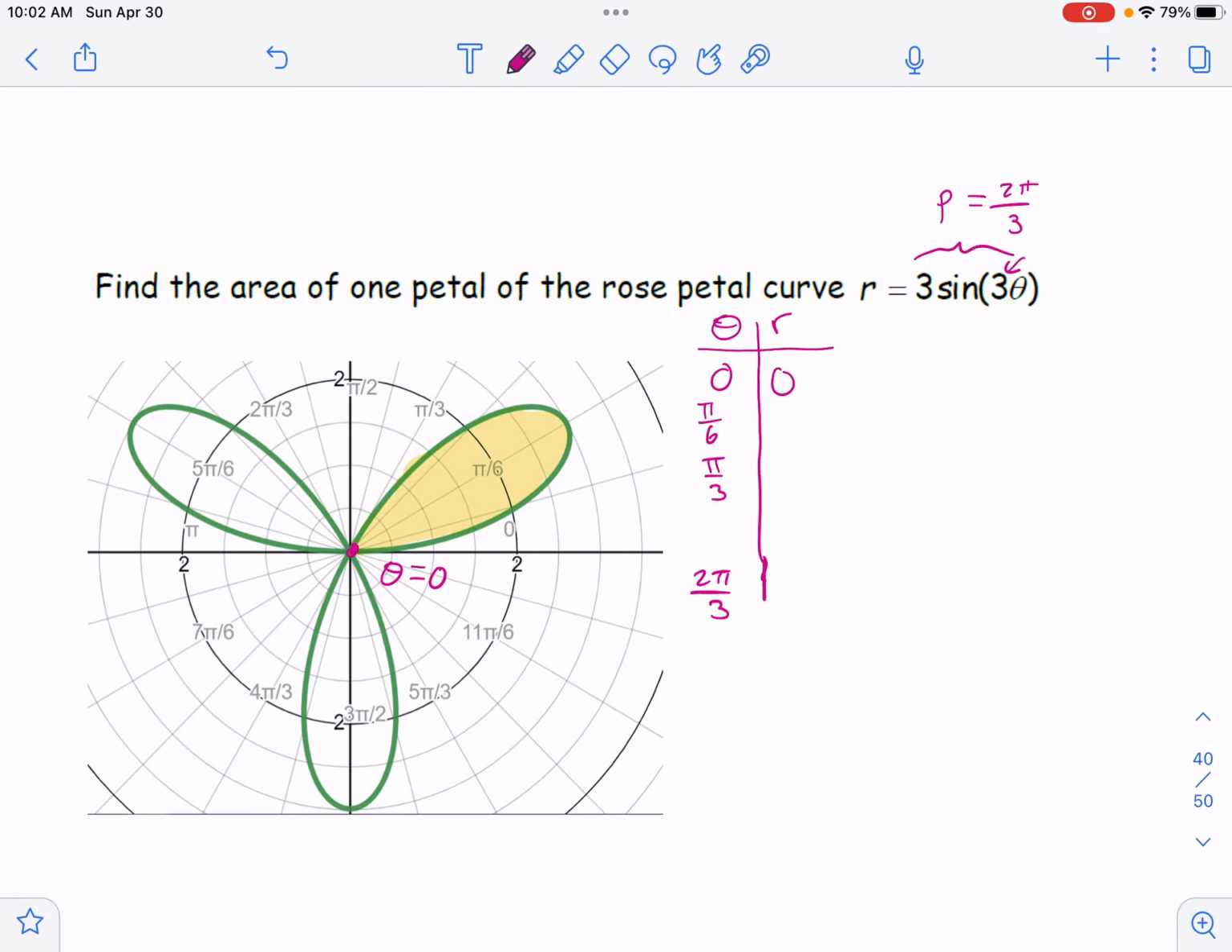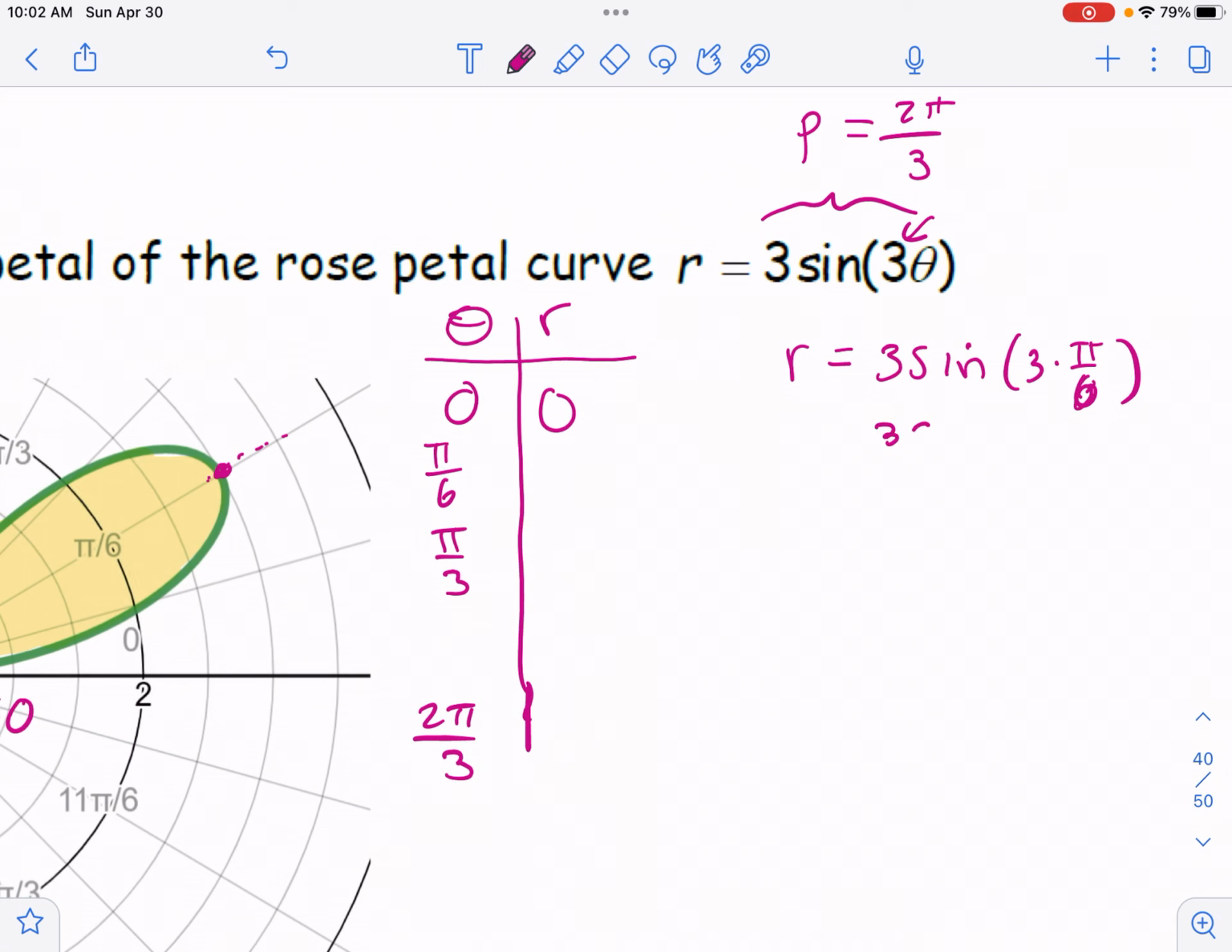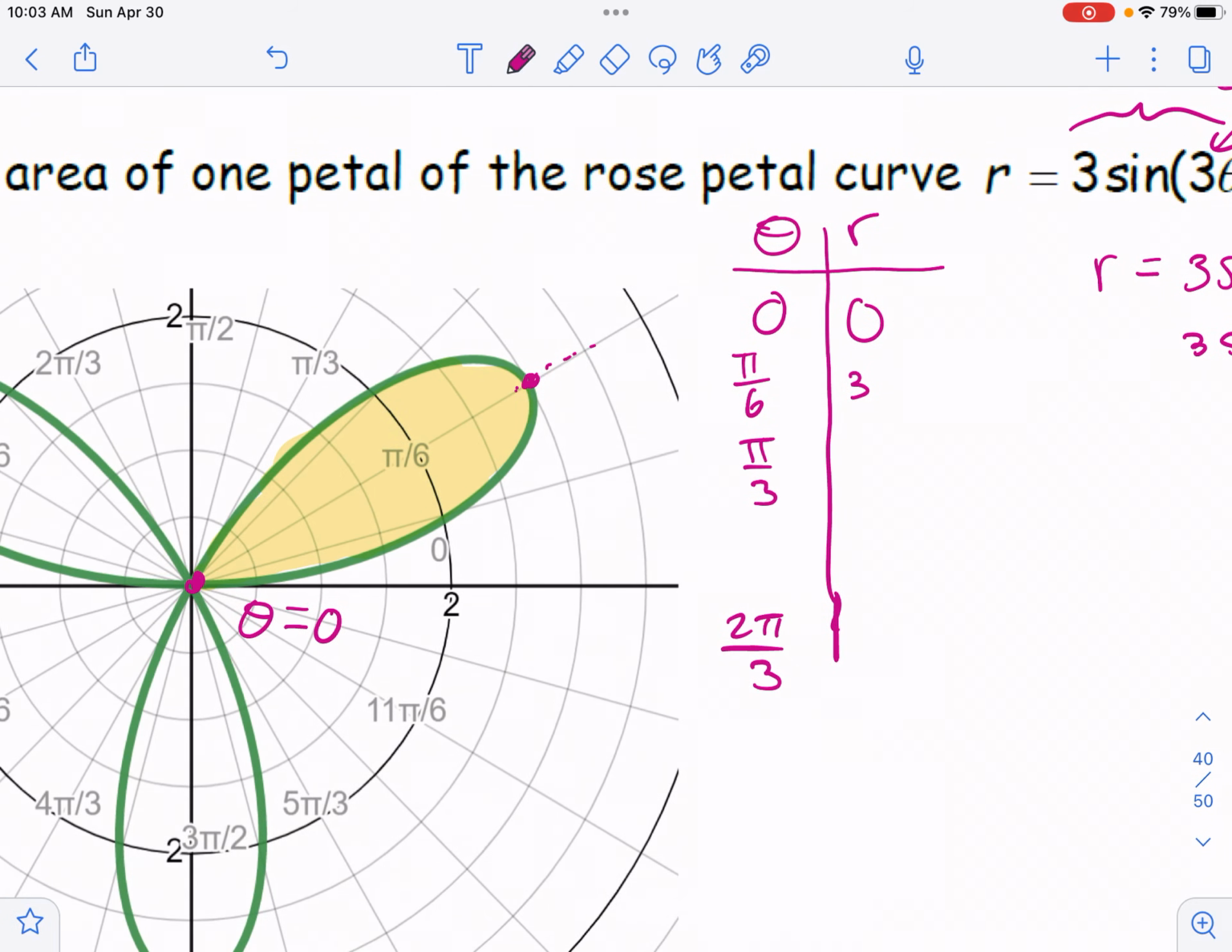Okay, if we can get another point, it might indicate how this is getting traced. So for example, pi over 6 we can tell is right here. That's going to be a petal tip. If I plug in pi over 6, this becomes 3 sine of pi over 2, which is just 3. So at pi over 6, it's going to be walking out 3. So this is going to get traced like this.